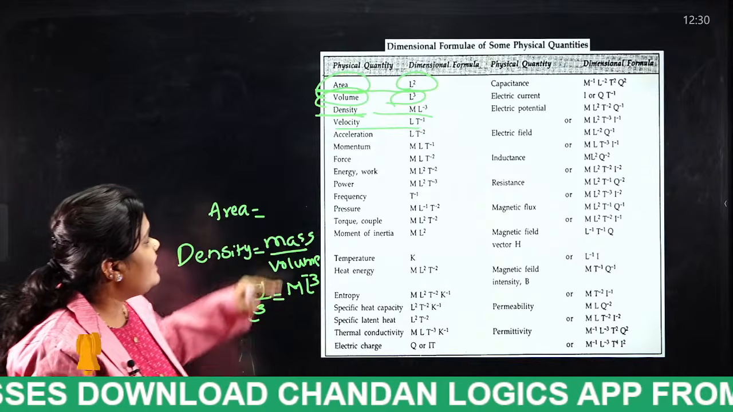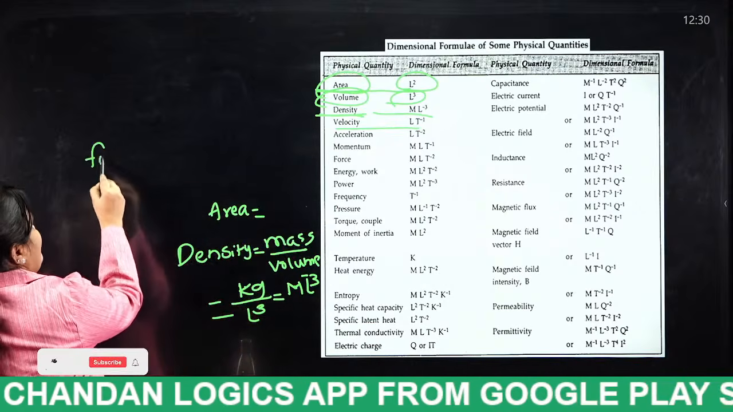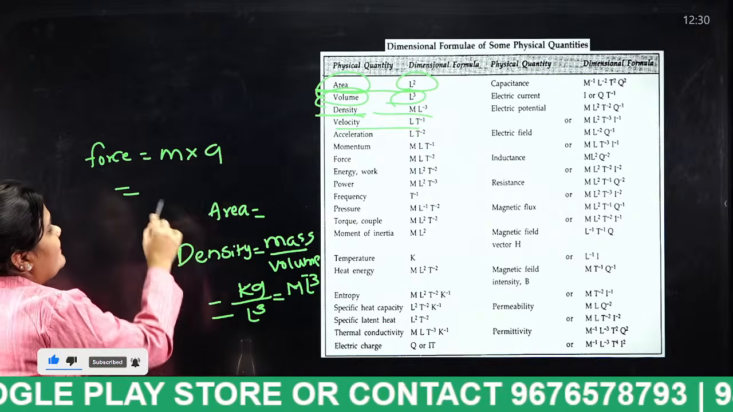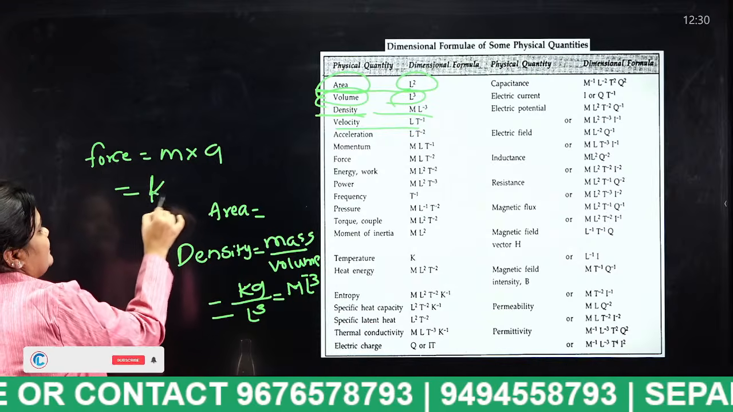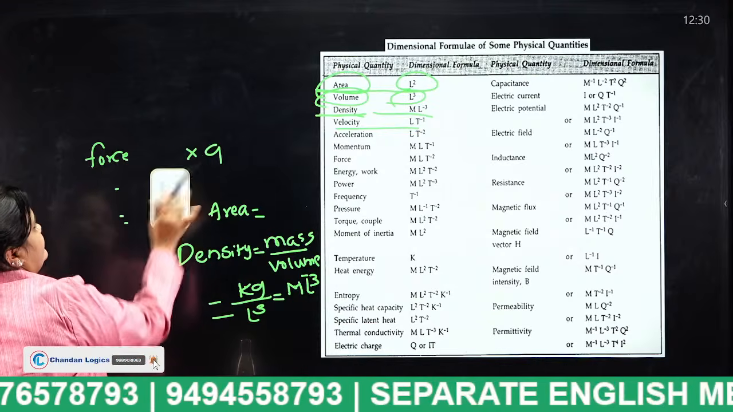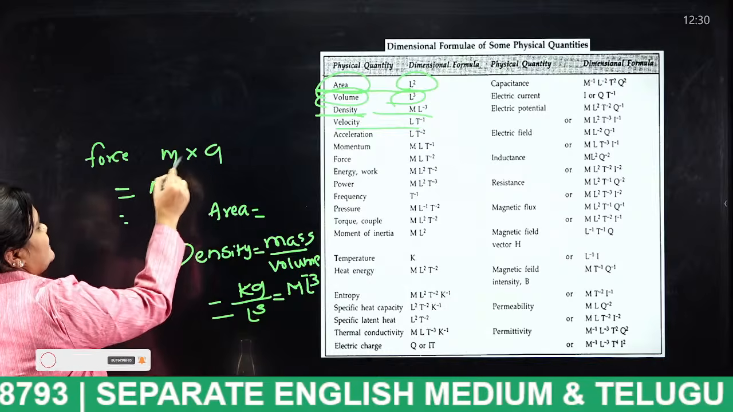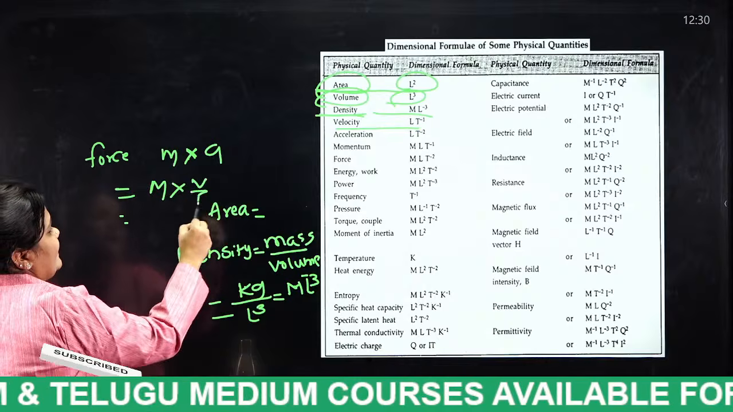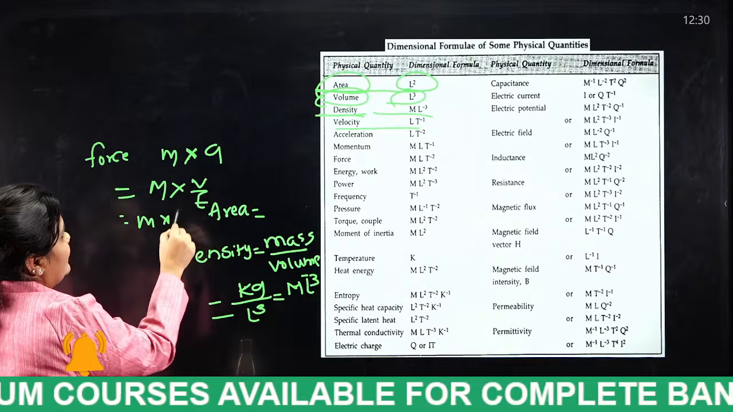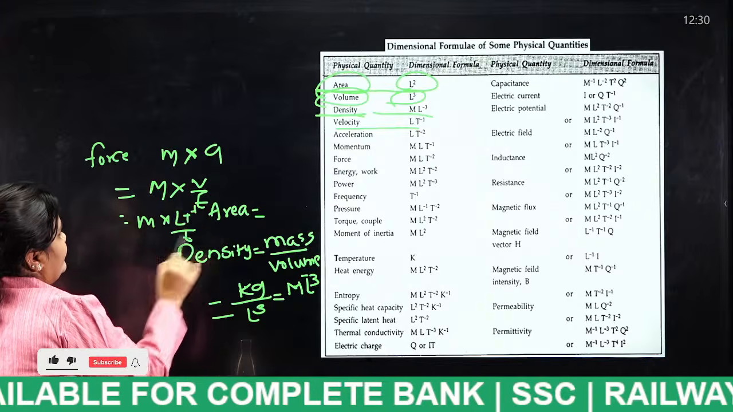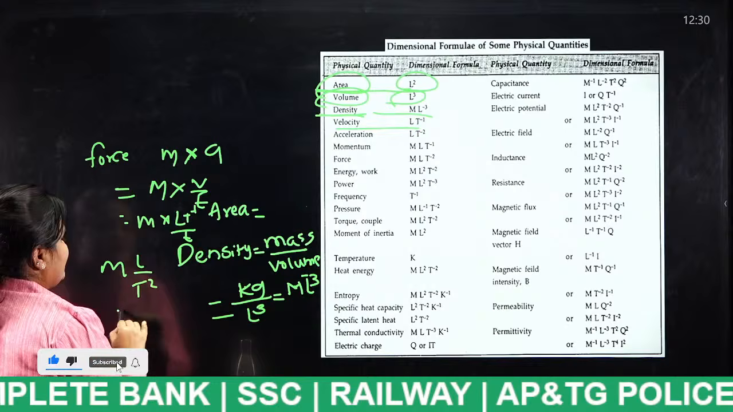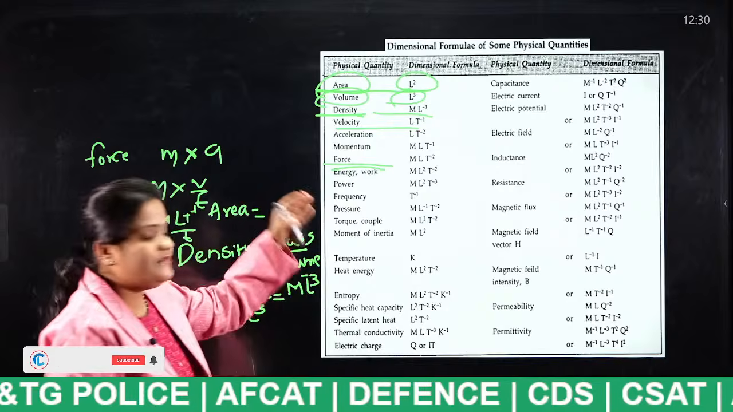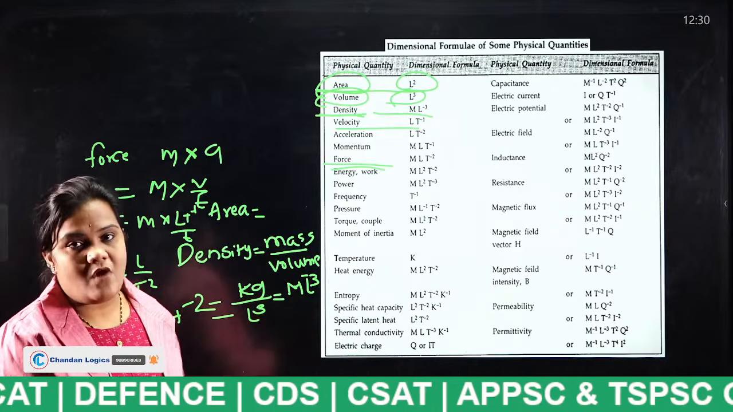And in a similar way, force. What is force actually? Force is mass into acceleration. How do we measure mass? Mass is measured in kgs, and we denote it as M. And acceleration we write as velocity by time, velocity being length by time, so M L by t squared, which is equal to M L t power minus 2. In the same way we will find the dimensional formulas of each and every physical quantity.